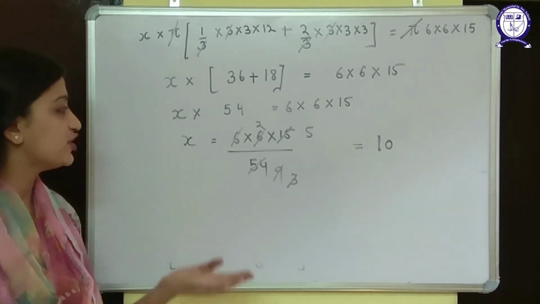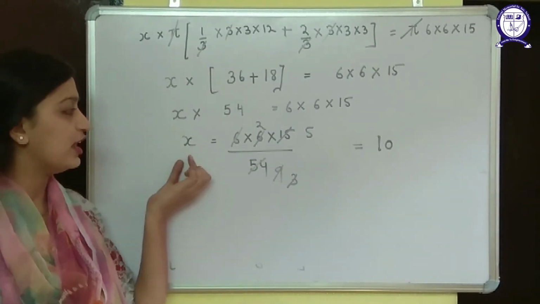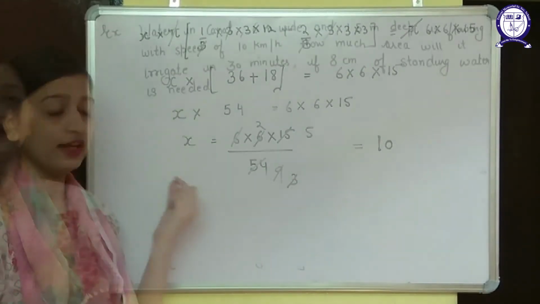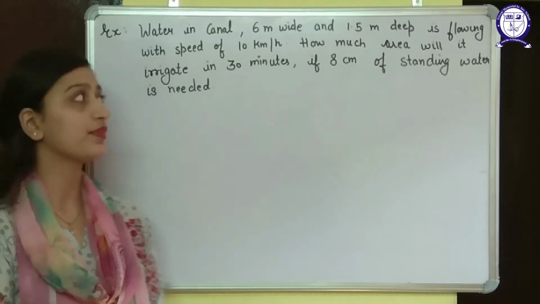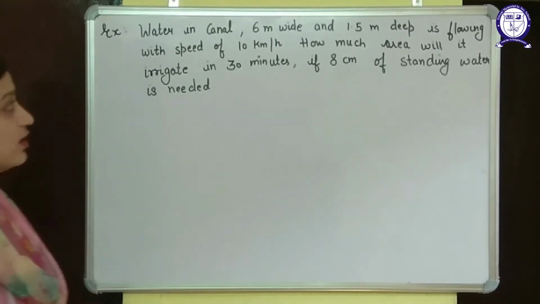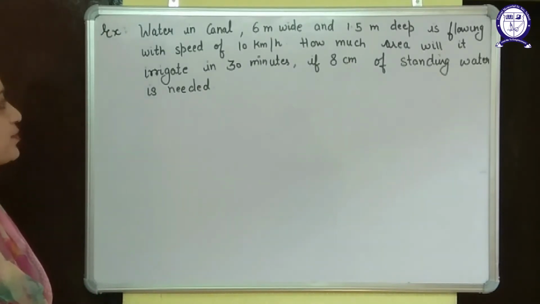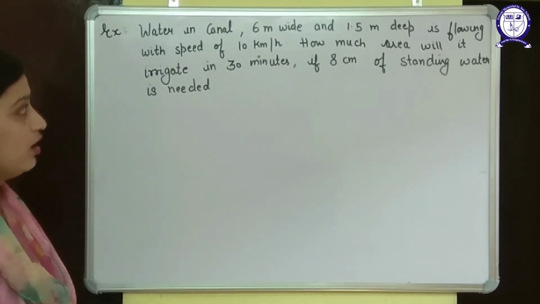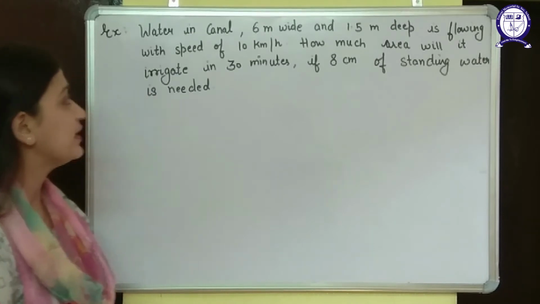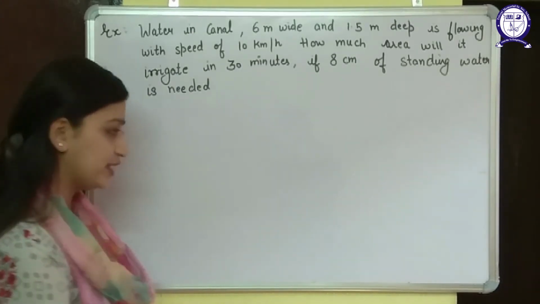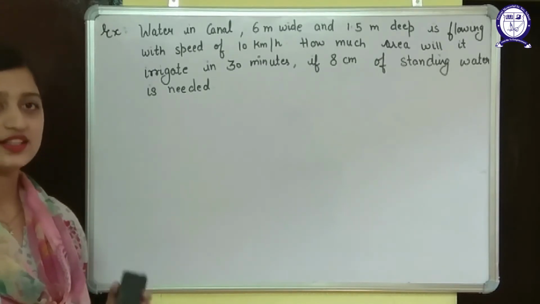So this was the question in which I need to find the value of the number of cones which can be filled. Now coming to the next question. Water in a canal 6 meter wide and 1.5 meter deep is flowing with the speed of 10 km per hour. How much area will it irrigate in 30 minutes if 8 centimeter of standing water is needed? Now this question is a little complicated.